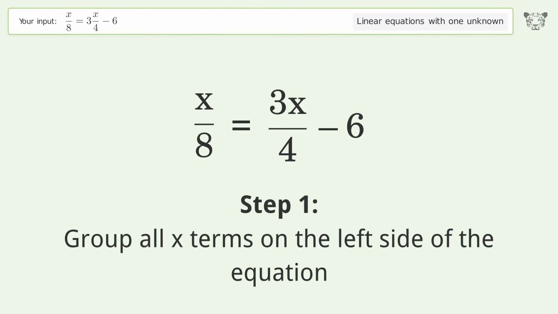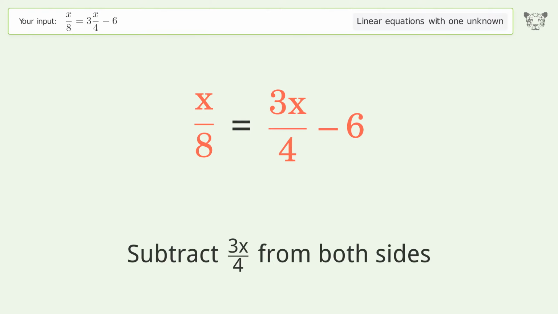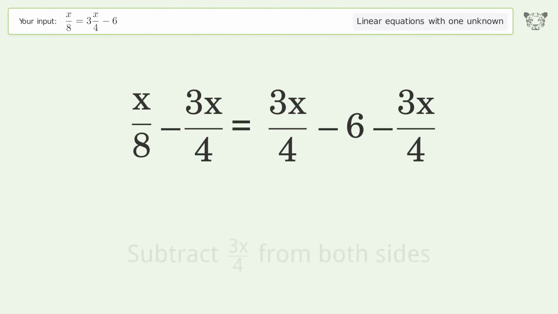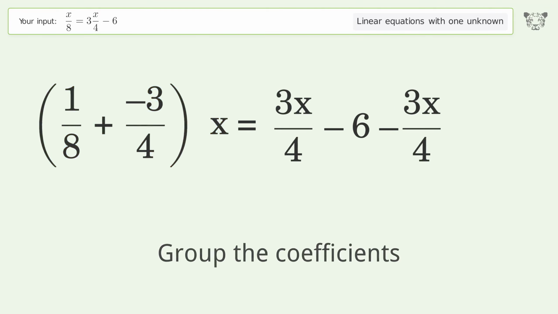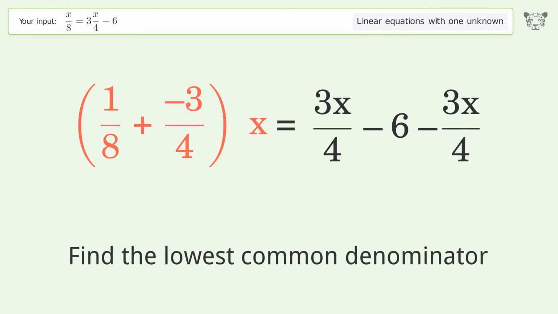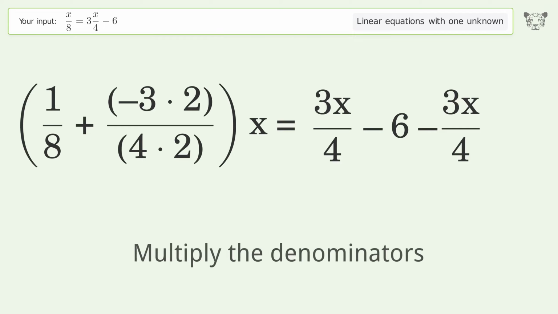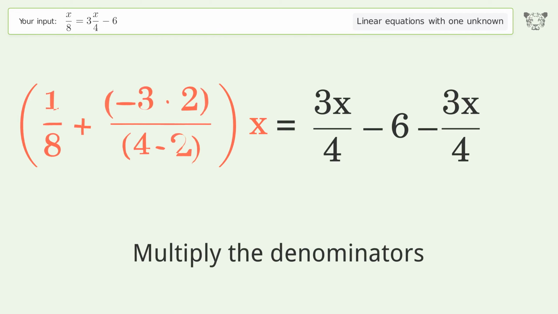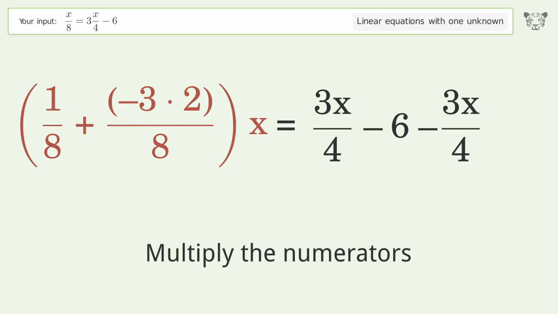Group all x terms on the left side of the equation. Subtract 3x/4 from both sides. Group the coefficients. Find the lowest common denominator. Multiply the denominators. Multiply the numerators.